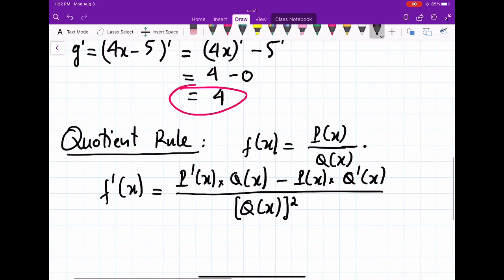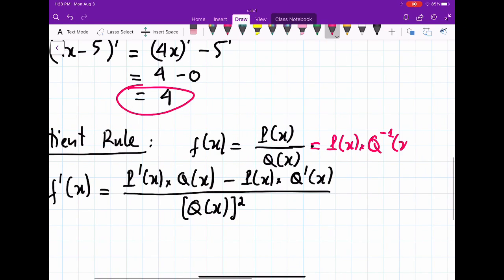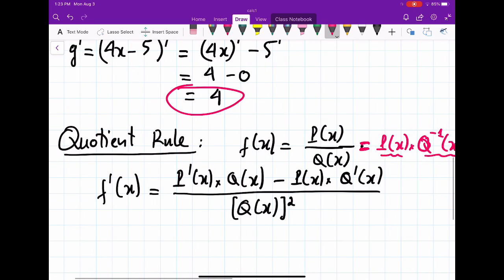You know, this is a very simple consequence of the product rule. Why? Because this is nothing but p of x times q to the negative 1 of x. You see that? And if you use the product rule for this, probably you see the right way. But anyway, you have the quotient rule in here. Here's the difference between the product rule and the quotient rule. On the top, you still see p derivative q, p q derivative, but the sign here is negative. And here you have q of x squared, okay?